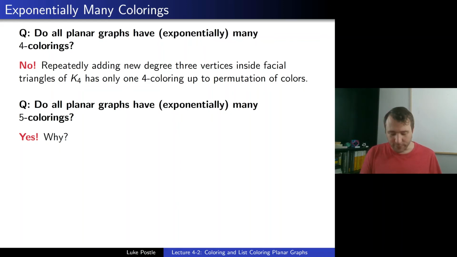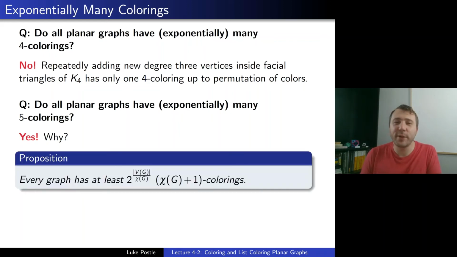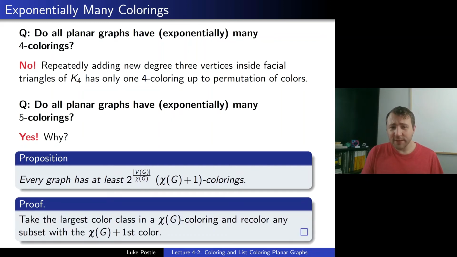Here's one proof, and it's very nice. It's the following proposition. Every graph has at least 2^(v(G)/χ(G)) (χ(G)+1)-colorings. So this is not about planar graphs at all. If I give you a graph and I allow you one extra color, you always get exponentially many colorings, at least where the constants are allowed to depend on χ. So for planar graphs, we get 2^(v/4). And maybe stop and think, what's the proof of this? So here's the proof.